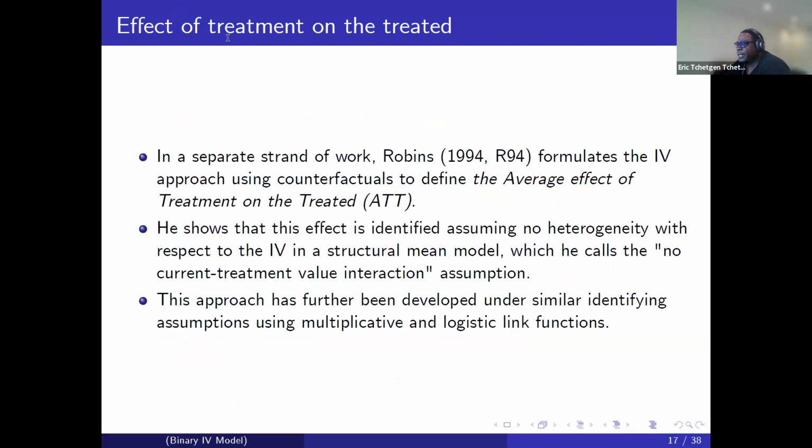The second review is about identifying the ATT, again under the IV DAG, and now we will visit a different fourth assumption. This is in a separate strand of work. Robins 94 formulates the IV approach using counterfactuals to define the average effect of treatment on the treated. He shows that this effect is identified assuming no heterogeneity with respect to the IV in a structural mean model, which he calls the no current treatment value interaction assumption. This approach has further been developed under similar identifying assumptions using multiplicative and logistic link functions, but we'll stick to just the additive model today.